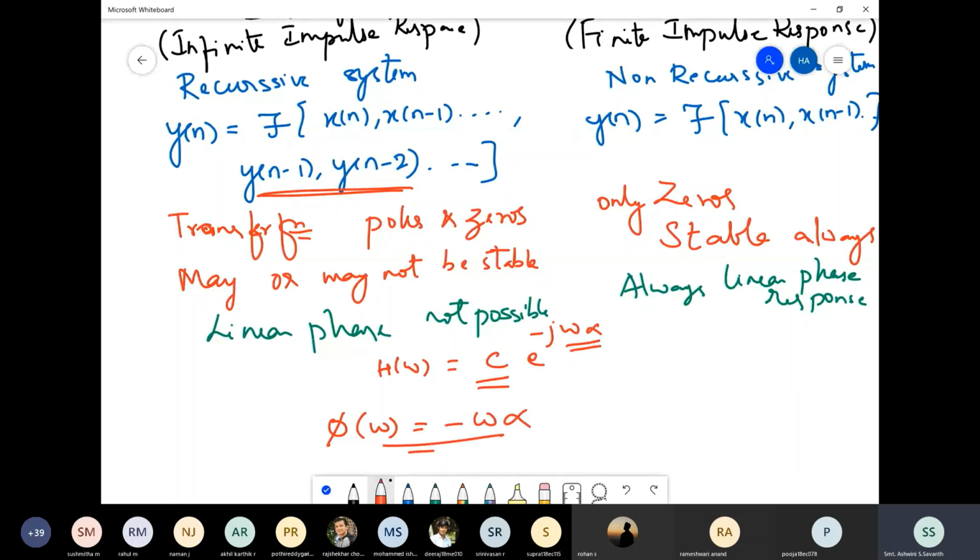Isn't this phase response a linear one? It is varying linearly, right? Omega is varying linearly in this case, so minus alpha is the slope of the line. Such characteristics we obtain only for an FIR filter and not for an IIR filter. Magnitude response you can obtain for both, the way in which it is desired. But the phase response is going to be linear for an FIR filter, but not linear for an IIR filter.